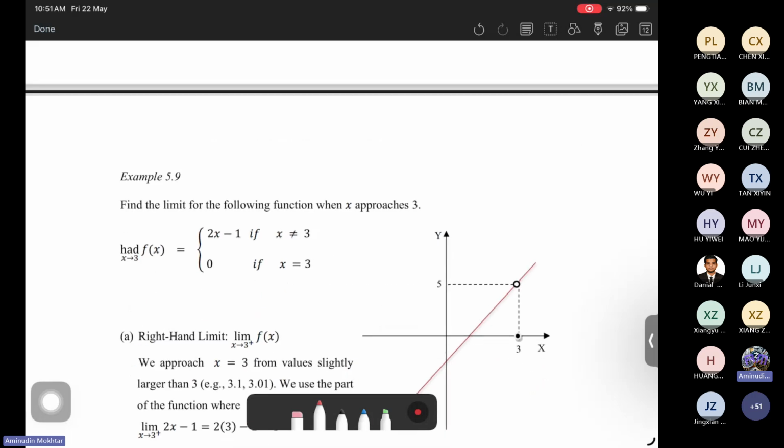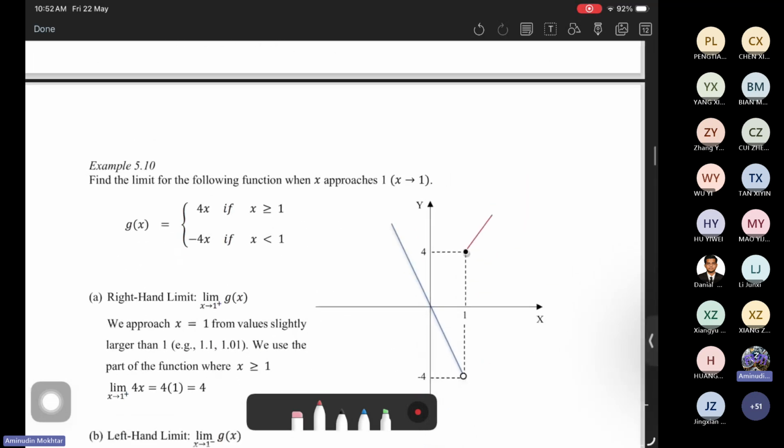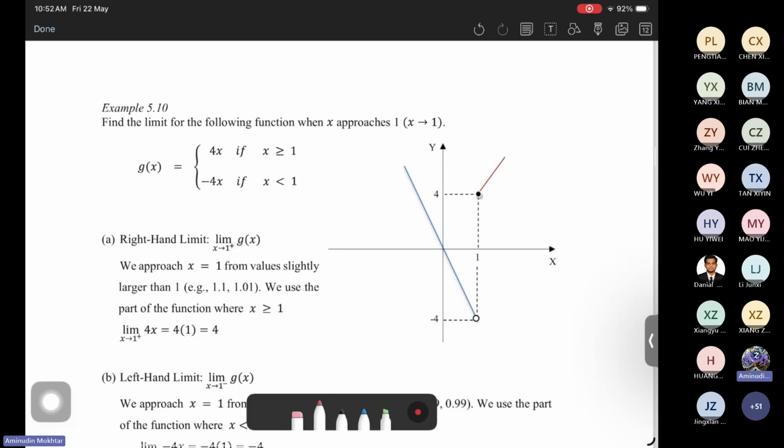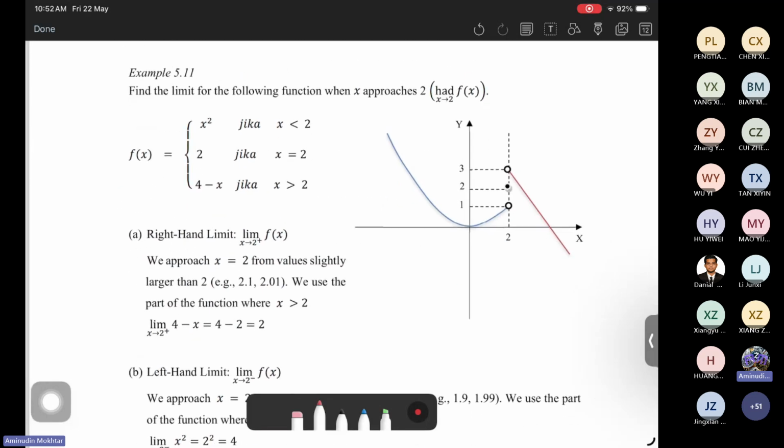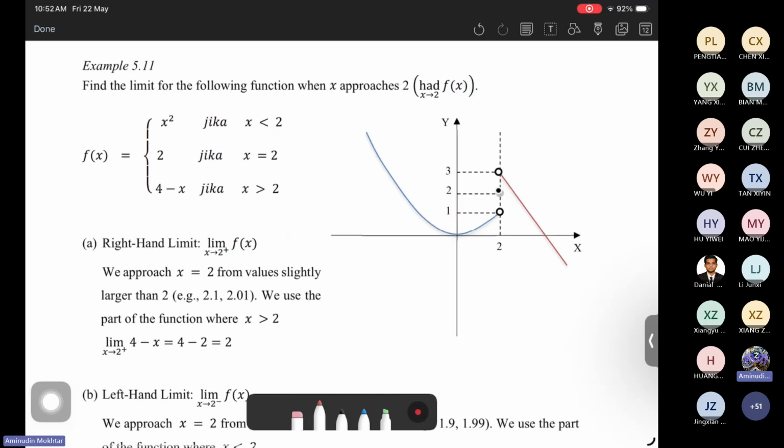There are examples 5.9, 5.10, and 5.11 here, showing how to describe the left-hand limit and right-hand limit. I think I will explain example 5.11. I hope you can do your revision on the other examples. Please refer to example 5.11.